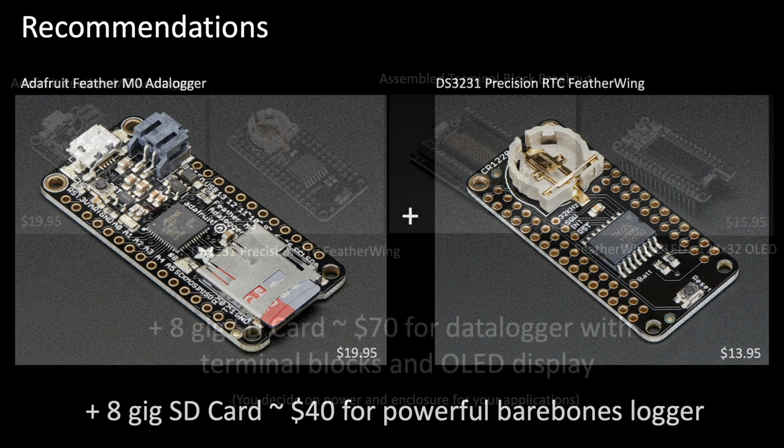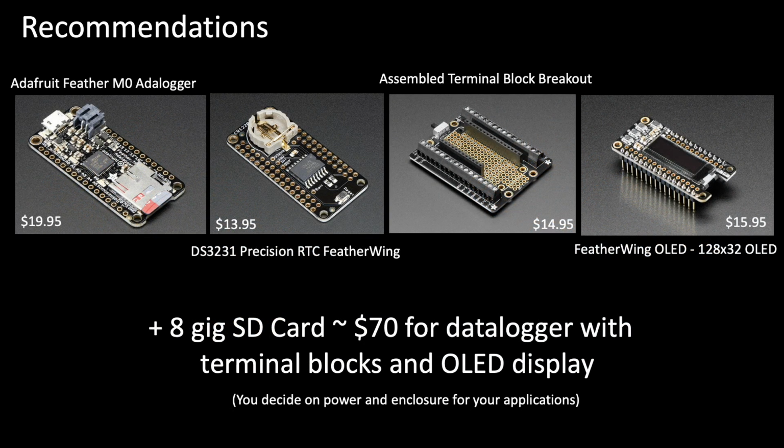Now, if money isn't an issue, I'd go ahead and recommend throwing in an assembled terminal block breakout and a Featherwing OLED into this setup. The terminal block breakout makes it really easy to wire sensors to your data logger. All you need is a little screwdriver and you can just wire them right into that terminal block. And then the Featherwing OLED is going to give you the means to actually see what your data logger is doing in the field via that nice clear OLED display. I've used these for field work for the Arizona Department of Environmental Quality. They're incredible, they're low power, they're just really nice little add-ons for any remote field deployment.